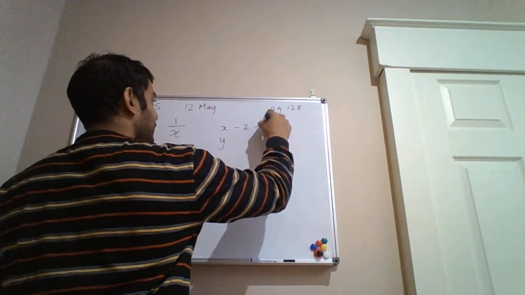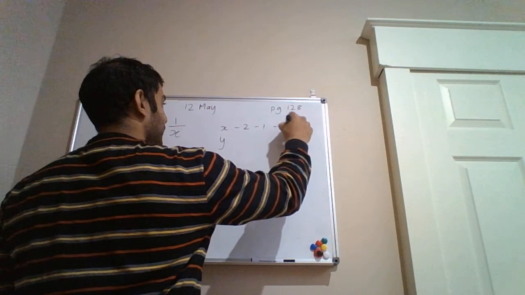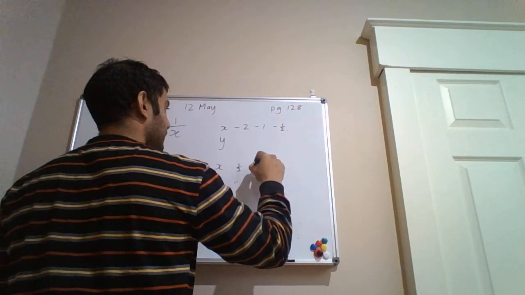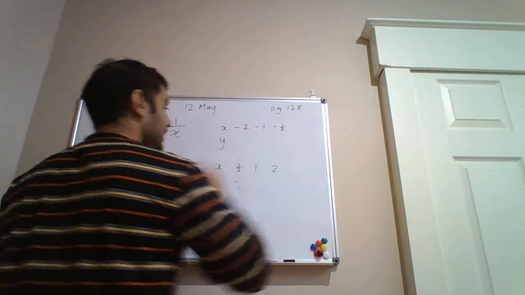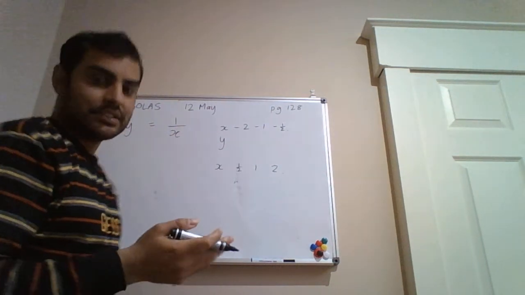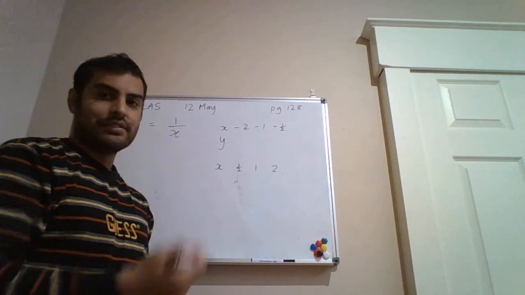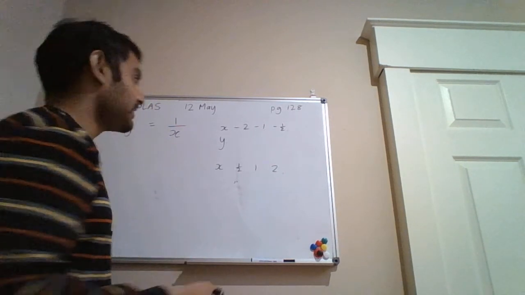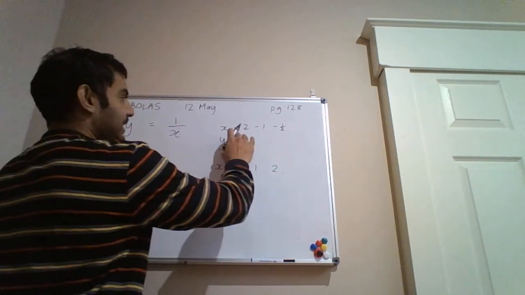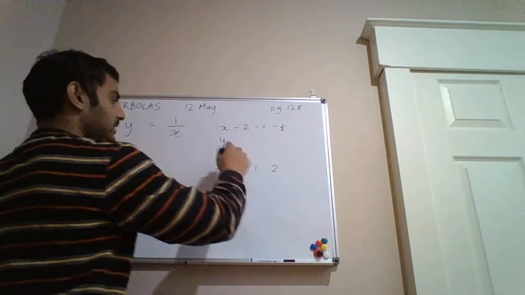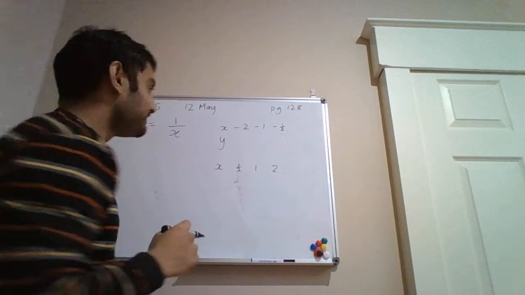X values: -2, -1, -1/2, and the x values 1 and 2. Notice I can't let x be 0, because then we get 1 divided by 0, which is undefined. So my negative values are here and my positive values are here, and there's no 0 in between.